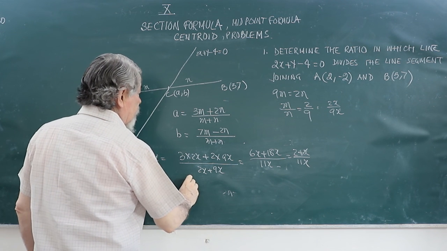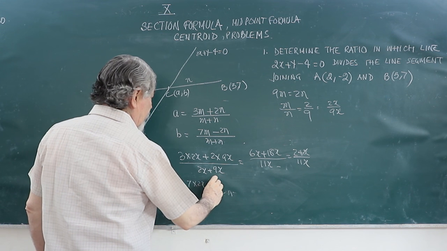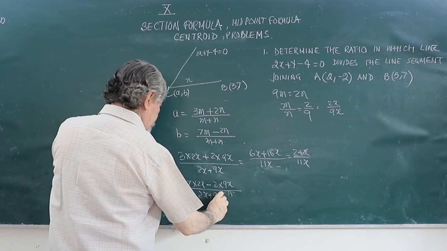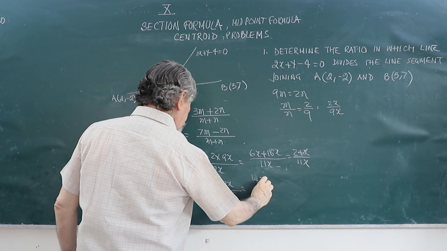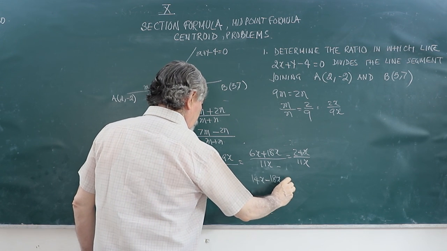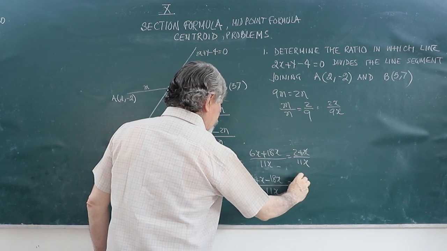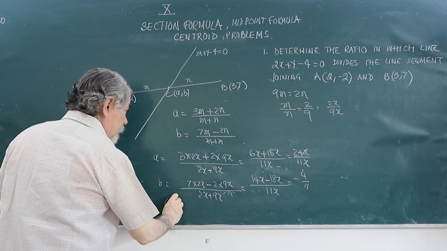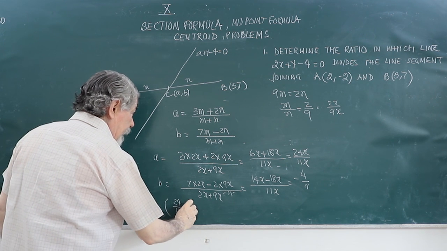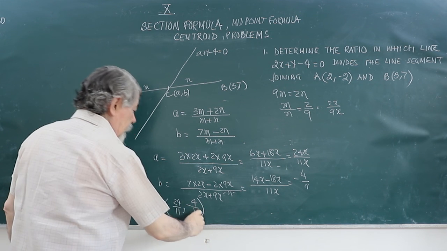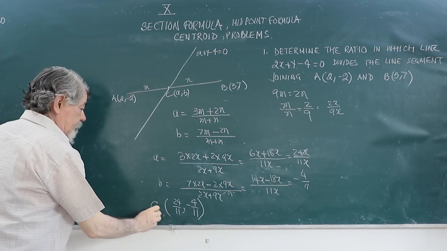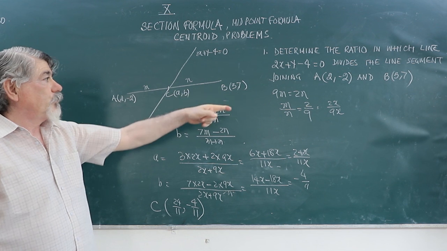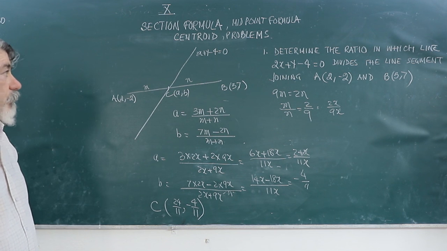And the y coordinate will be what? 7 into 2x, minus 2 into 9x, upon 2x plus 9x. 7 2s are 14x, minus 9 2s are 18x, upon 11x. So minus 4 upon 11. The x will cancel. So the coordinates of C are 24 upon 11 and minus 4 upon 11, and the ratio m is to n is 2 upon 9.